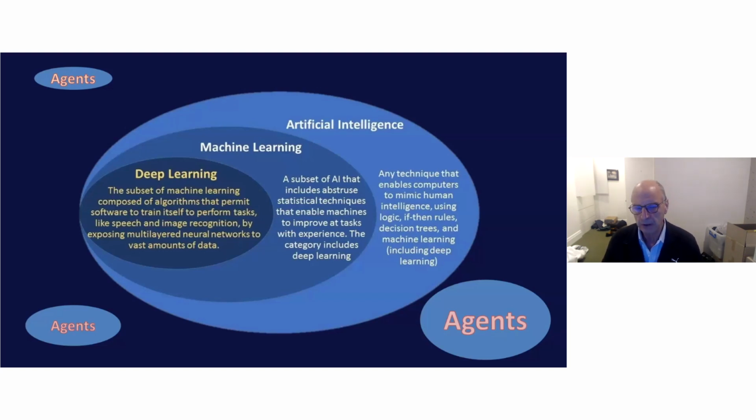And then deep learning, which is the smallest subset, is a subset of machine learning where the program, after a certain amount of training, can start to train itself. And speech and image recognition is a good example of that.